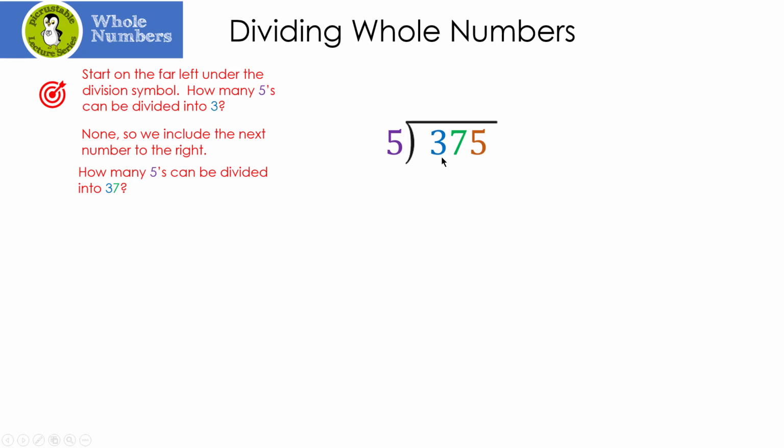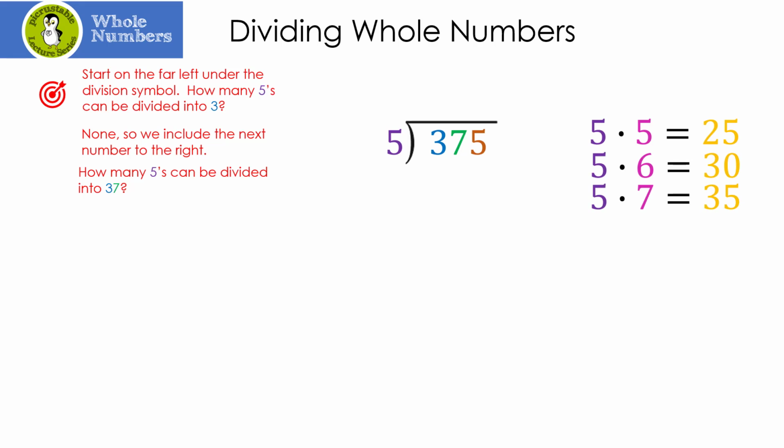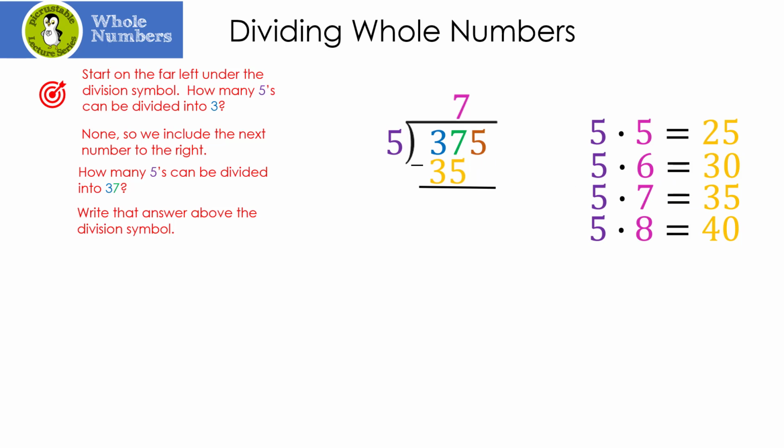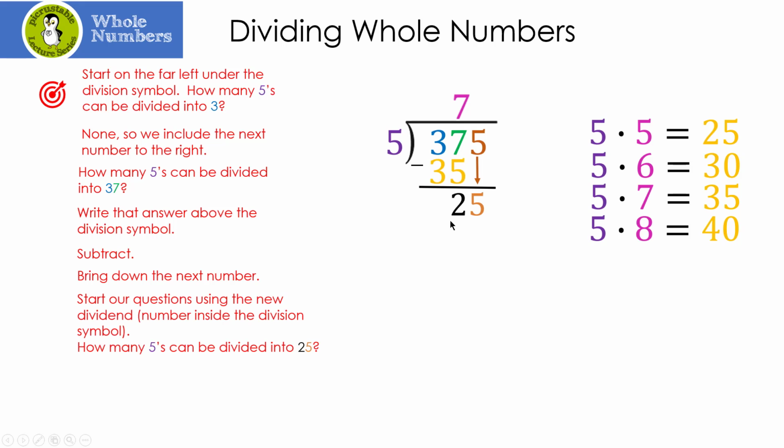Now we need to start multiplying. I know that 5 times 5 is 25, and 5 times 6 is 30, 5 times 7 is 35, and 5 times 8 is 40. Well, 40 is a little too big, so we're going to use the 7. We're going to write that answer above our division symbol, and then we get to subtract. 37 minus 35 is 2. We're going to bring down the next number, which is 25. And we start all over again.